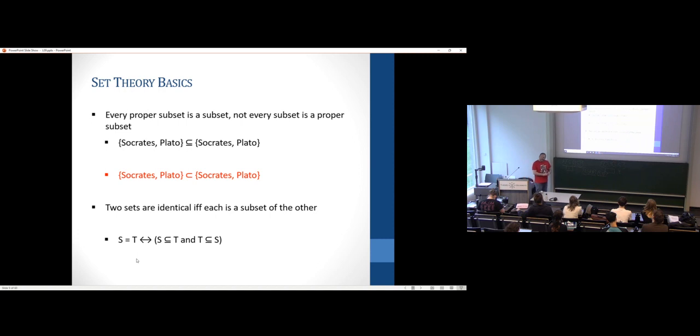Now, here are a few things. Every proper subset is obviously a subset. Everything that's less than is less than or equal to. But obviously not the other way around. And notably, two sets are identical if and only if they're subsets of each other.